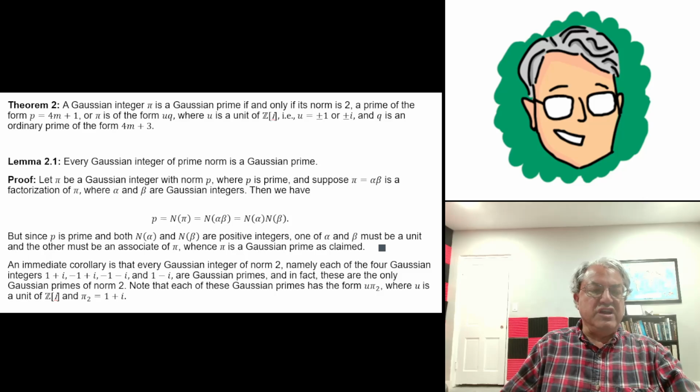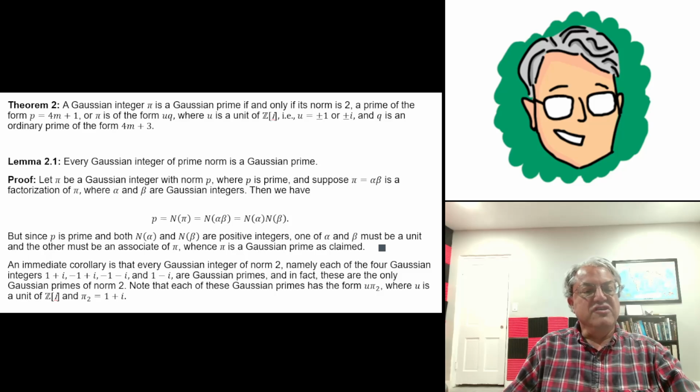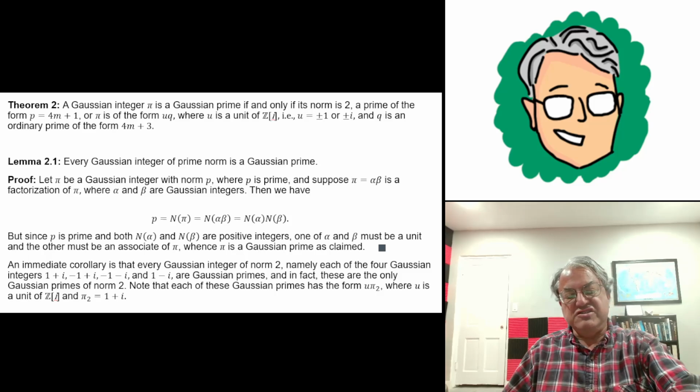If you like, they're the 4 Gaussian integers which lie on a circle on the complex plane of radius square root of 2. If you look at a picture of the complex plane, I think you'll see that there's exactly 4 of those. And I just said what they are. So anyway, yeah, that takes care of the case where the norm is 2.